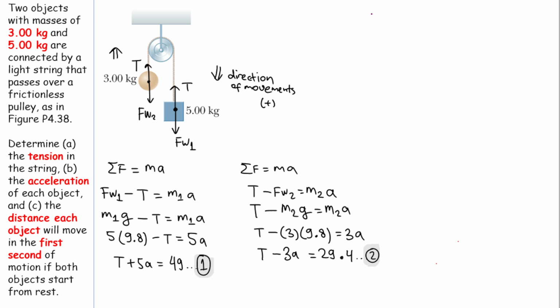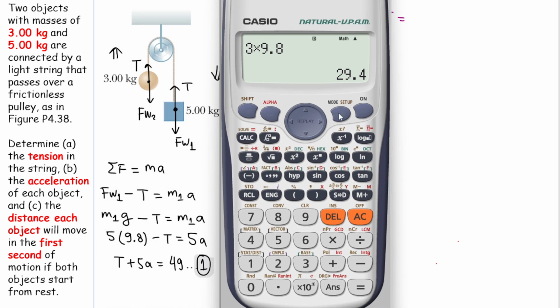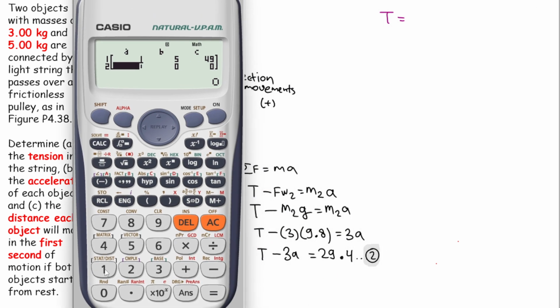And we can just use a calculator for that. What is our T? So here we will have T plus 5a equal to 49. Okay, let's set this up as equation solver, which is number 5, and two variables is number 1. And we'll have 1, and then 5, and then 49. Good. And then the second equation, we will have 1, minus 3, and then 29.4.